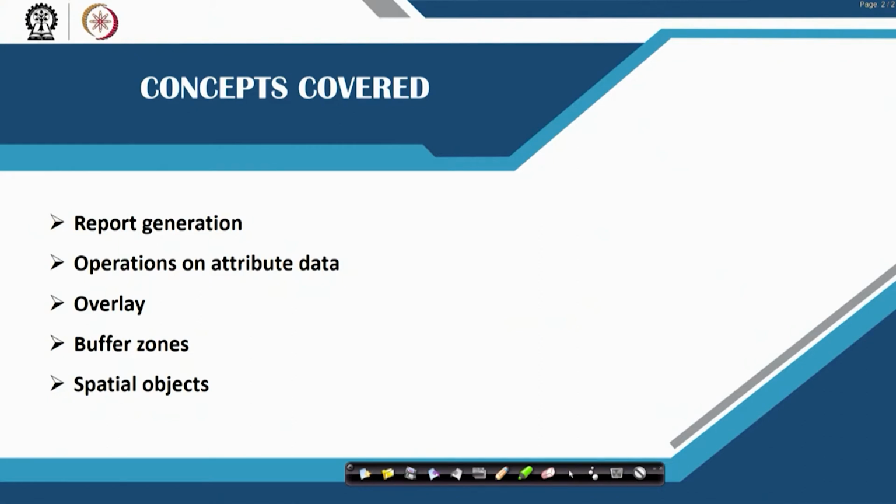The first thing that I would like to look at is how you do report generation. Then, what are the different operations on attribute data, and how do you do them, some aspects of overlay, buffers and spatial objects. Overlay and buffers form a very basic part of spatial operations. So, let us look at it in detail, and finally, I would end this class with spatial objects.